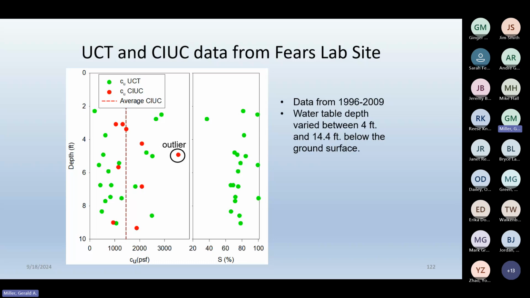Now, if you look at the CIUC data, it's clustered much more tightly together because it's a high quality test and it's not prone to variations in moisture content or structure or strain rate, all the things that affect the unconfined test. There is one outlier in the CIUC data, and that's because that particular class wasn't as good as the other classes that we've had over the years.